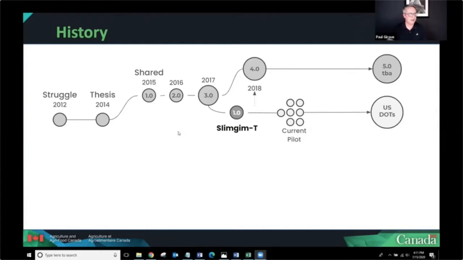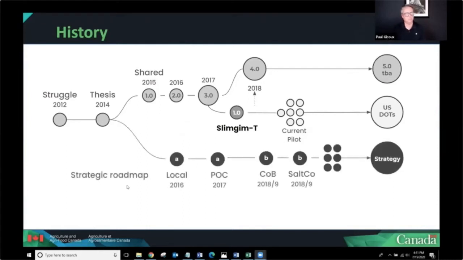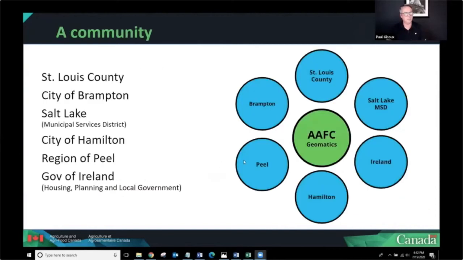What's been happening in parallel is we've been trying to figure out how to use this information and do a lot more with it. So how do you use maturity to data-drive your strategy, and what does that look like? I did one locally where I was, and then a proof of concept, and then working with the City of Brampton and Salt Lake County at the time, we came up with a strategic roadmap template. Now we're at a stage where there's seven of us in this community that are trying to build strategy from maturity model data. And so that's what we're talking about today, how that's actually helped. These are the people in the group, just so you know, at a high level.